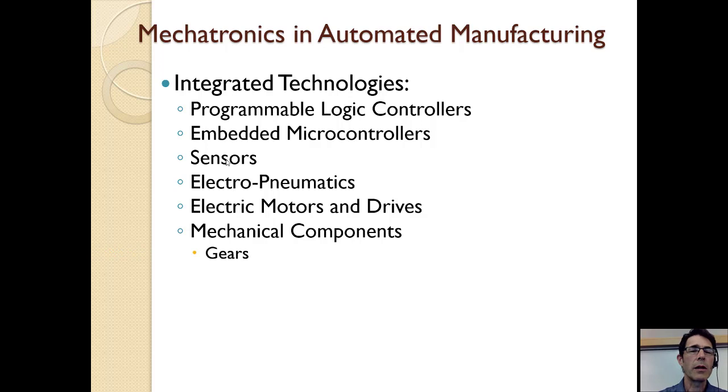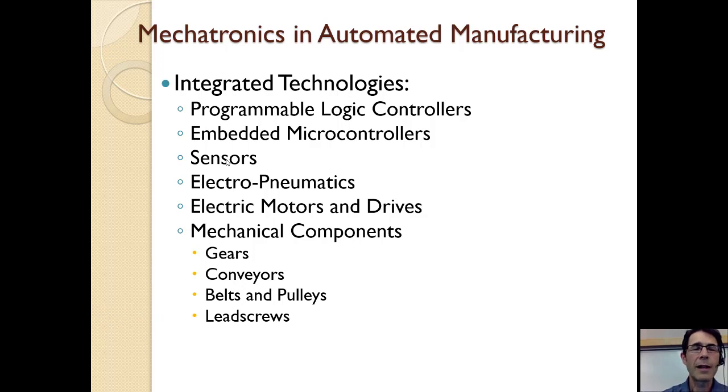Okay, so here's the list. Mechanical components would include gears, conveyors, belts and pulleys, lead screws. Those are all things that are designed to enable a motor, which is a rotational device, to either rotate something else more quickly, or to move something along a plane like a conveyor, or to translate rotational motion into straight motion: belts, pulleys, that sort of thing, lead screws.